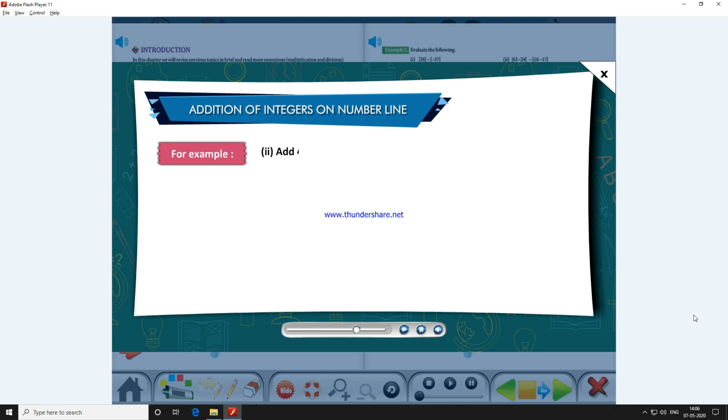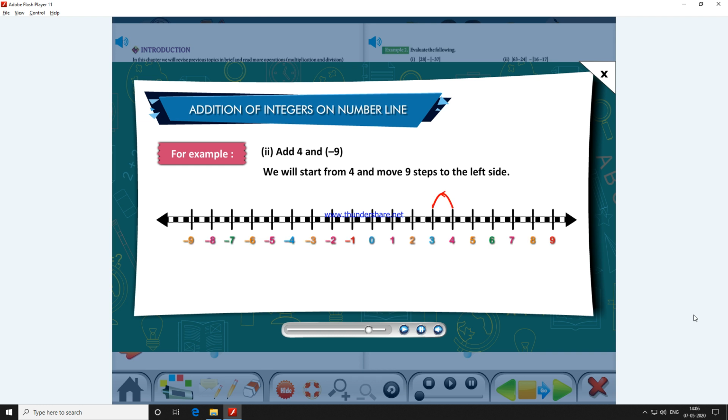2. Add 4 and minus 9. We will start from 4 and move 9 steps to the left side. 4, 3, 2, 1, 0, minus 1, minus 2, minus 3, minus 4, minus 5. We reach at minus 5. So, 4 plus minus 9 equals minus 5.